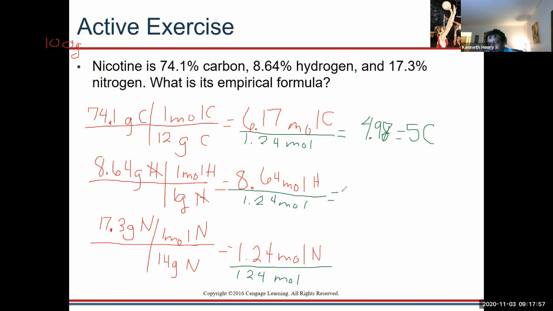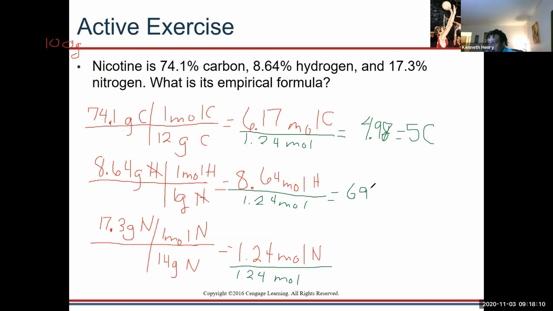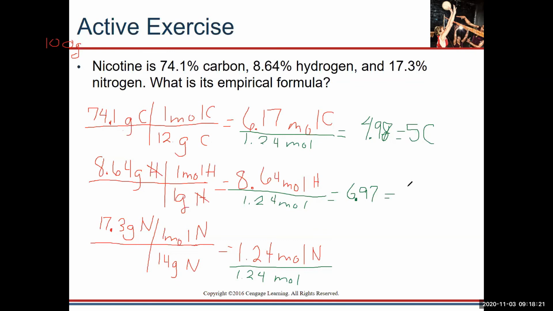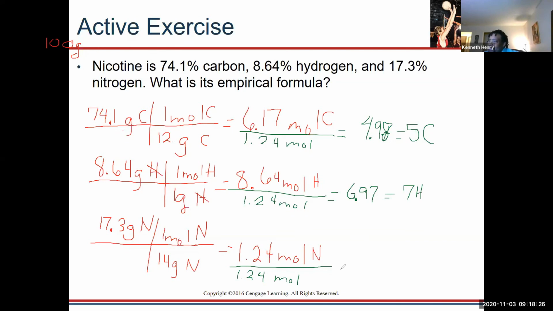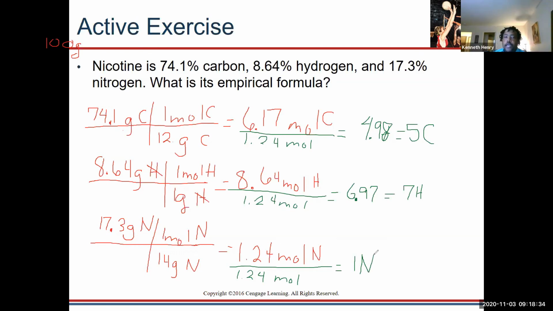This gives me 6.97. Is that close enough to 7? Yes. Thank you for correcting me, I appreciate that. And this one is a hard one, a big one. So what is our chemical formula and how would I write it?